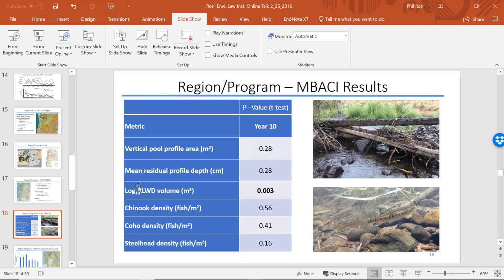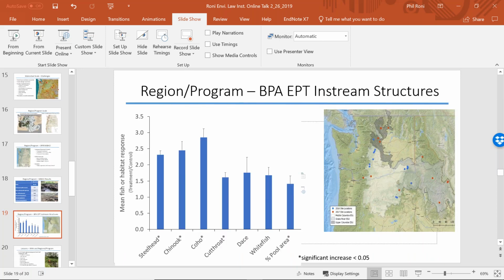And then some of the metrics like vertical pool profile area or mean residual profile depth, those are things that came out of the EMAP program, which aren't actual direct measurements of pool area or residual depth, which are two factors known to be strongly correlated with salmon and trout response. So there was a number of, this is pretty underwhelming results, but the end of it was that we're not sure that the restoration wasn't good, it's that there was a bunch of issues with the implementation of the monitoring.